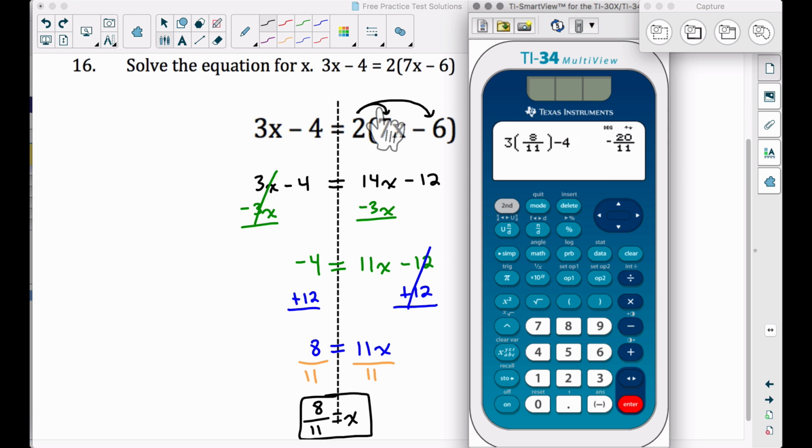Let's see if we get that for the right-hand side. So now when I plug it in on the right-hand side, 2 parentheses 7 times that number, so 7 times 8 elevenths, subtract 6. That's exactly what I have here. And notice we do get negative 20 over 11 on the right-hand side as well. That means the left-hand side and the right-hand side are equal when x is 8 over 11. This is the solution to our problem. This is just me checking my work up here.